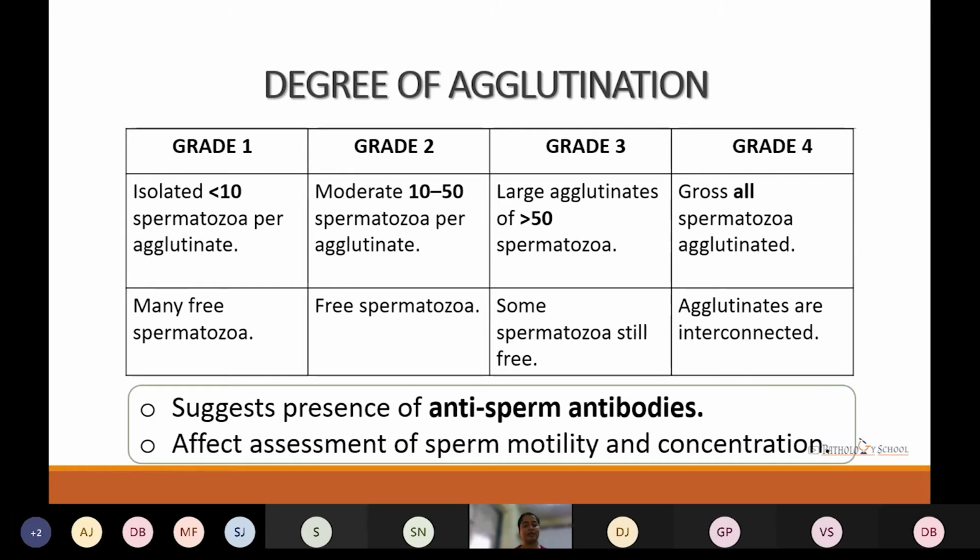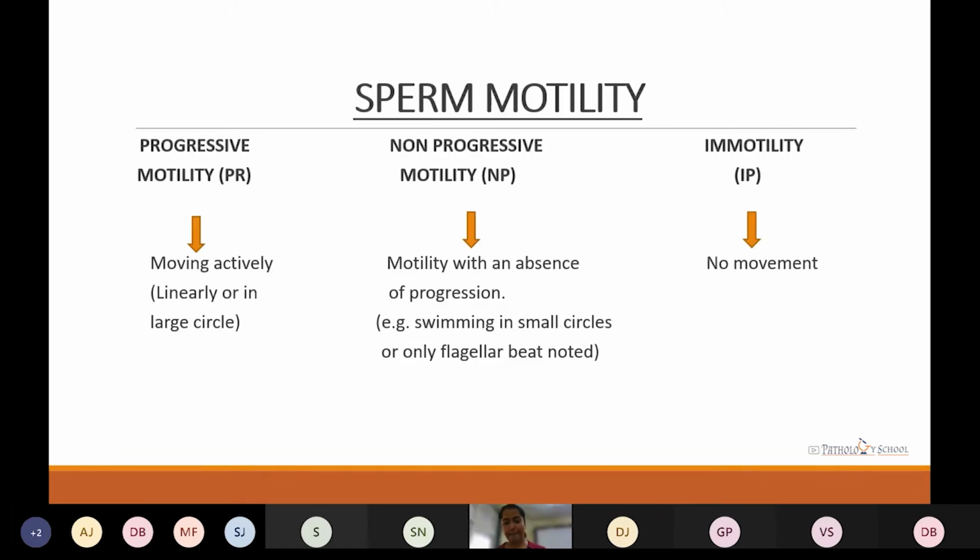Now, why does this agglutination occur? It basically occurs because of the presence of anti-sperm antibodies, and it will affect the sperm motility and concentration assessment as well. Okay, now let's know about the sperm motility. Sperm motility is basically of three types: progressive motility, non-progressive motility, and immotility.